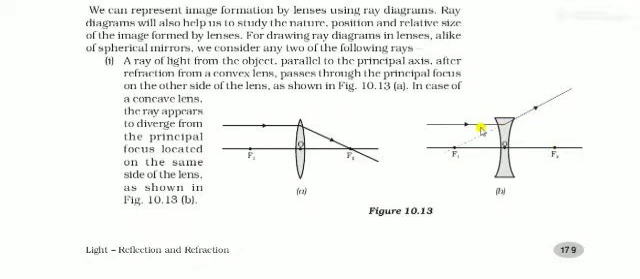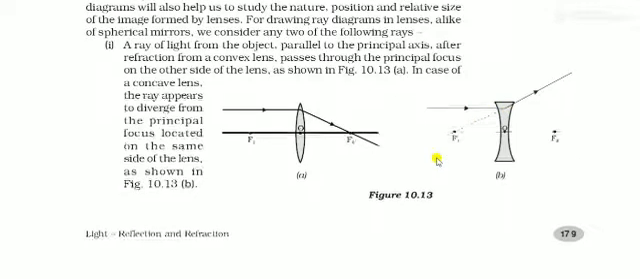Light parallel to the principal axis, after refraction passes through the principal focus. Just remember these 2 rules. In case of convex, parallel to the principal axis, after refraction it passes through the focus. In case of concave, parallel to the principal axis, after refraction it appears to pass from the principal focus. So this is the first rule.